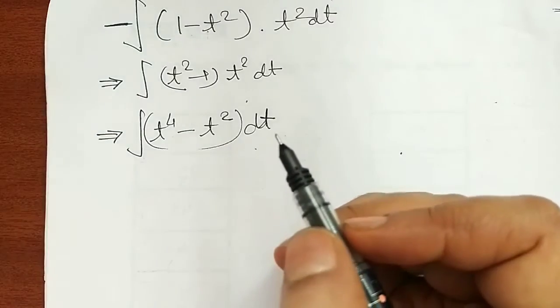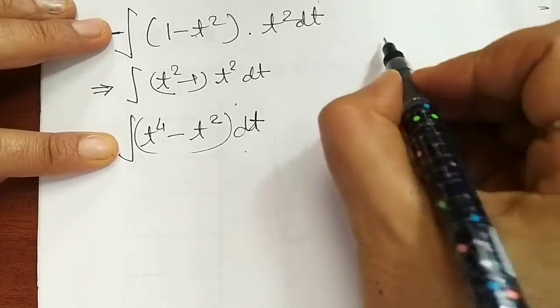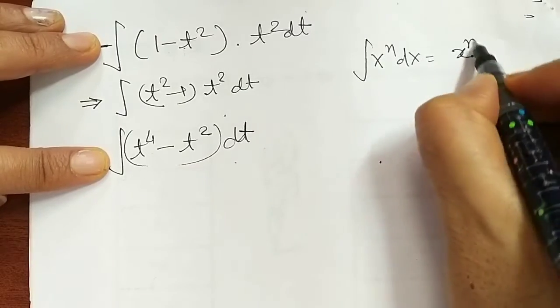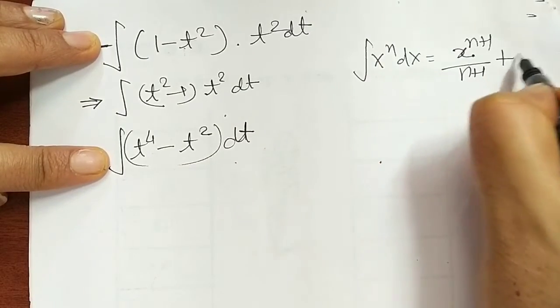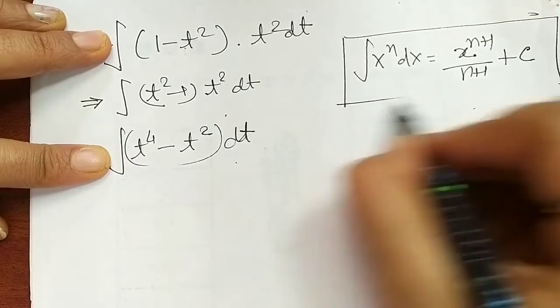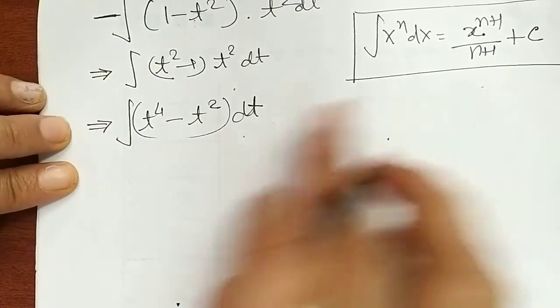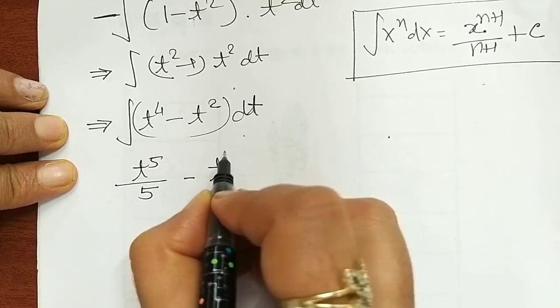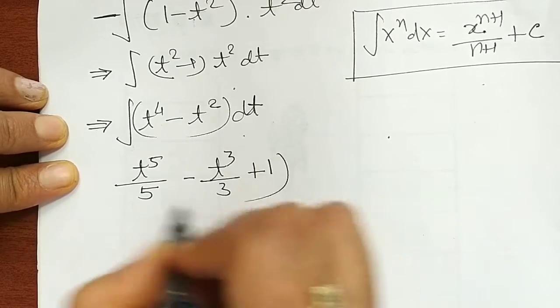So what I can do is, I can use the n formula. You can mention the n formula, guys. It was x raised to power n plus 1, plus c. So let me use this formula. So I will get t^5 by 5, t^3 by 3, plus 1.